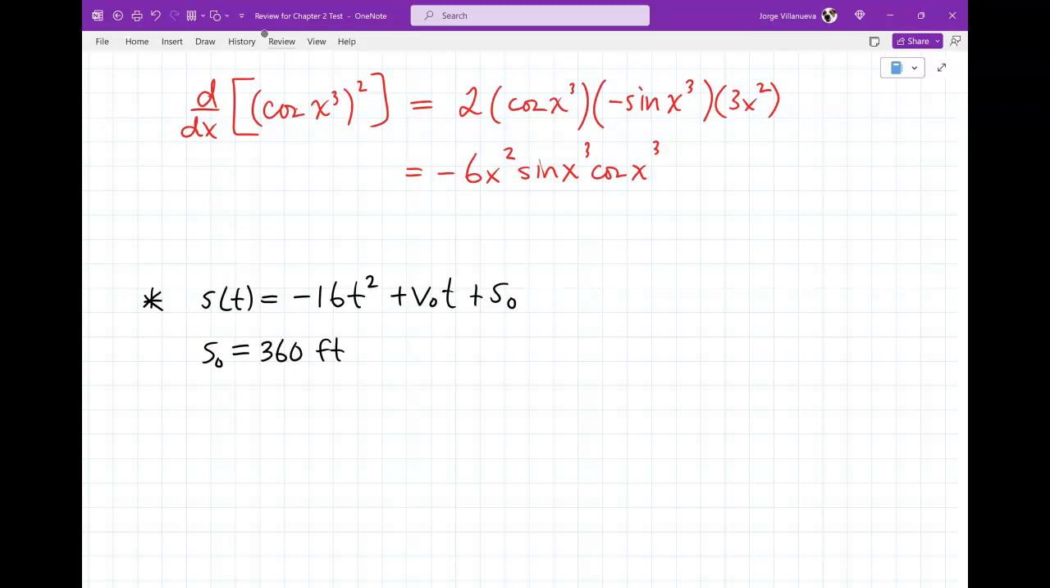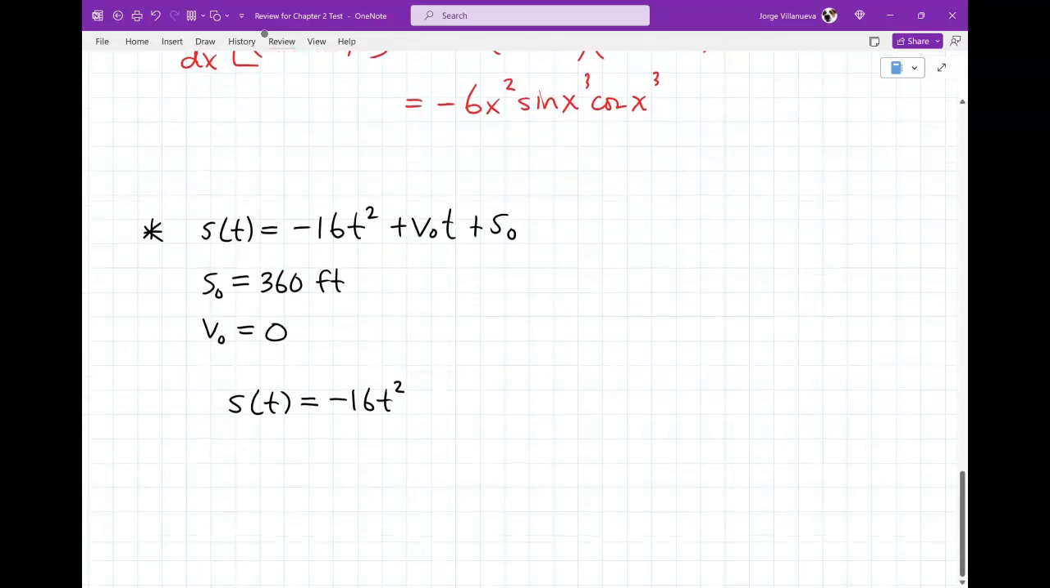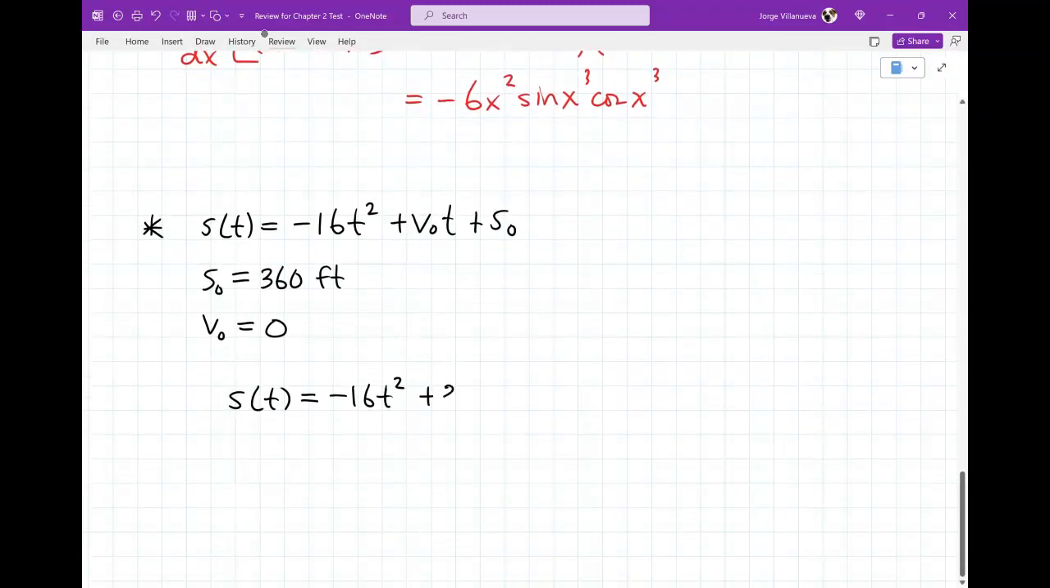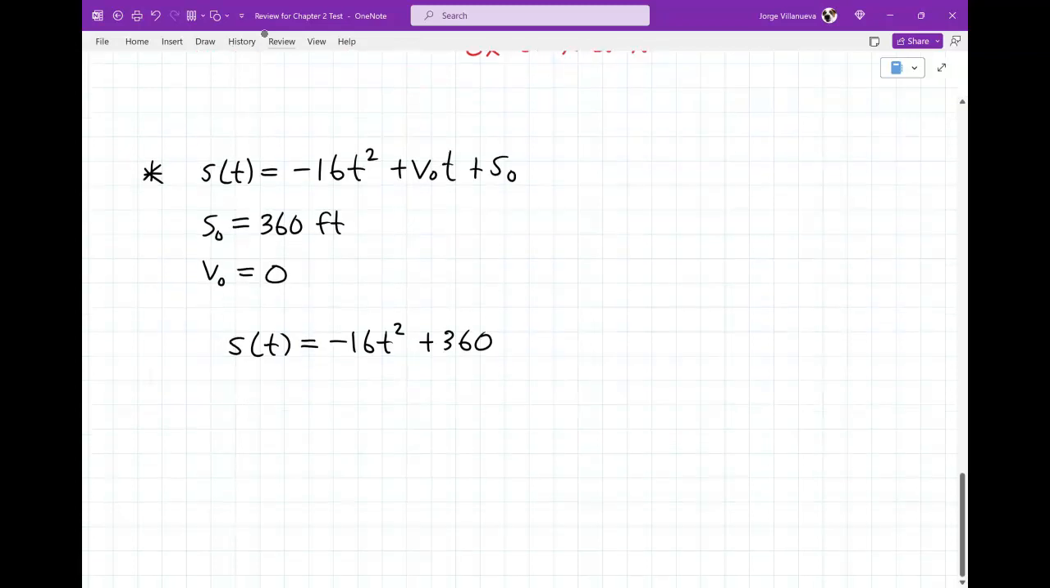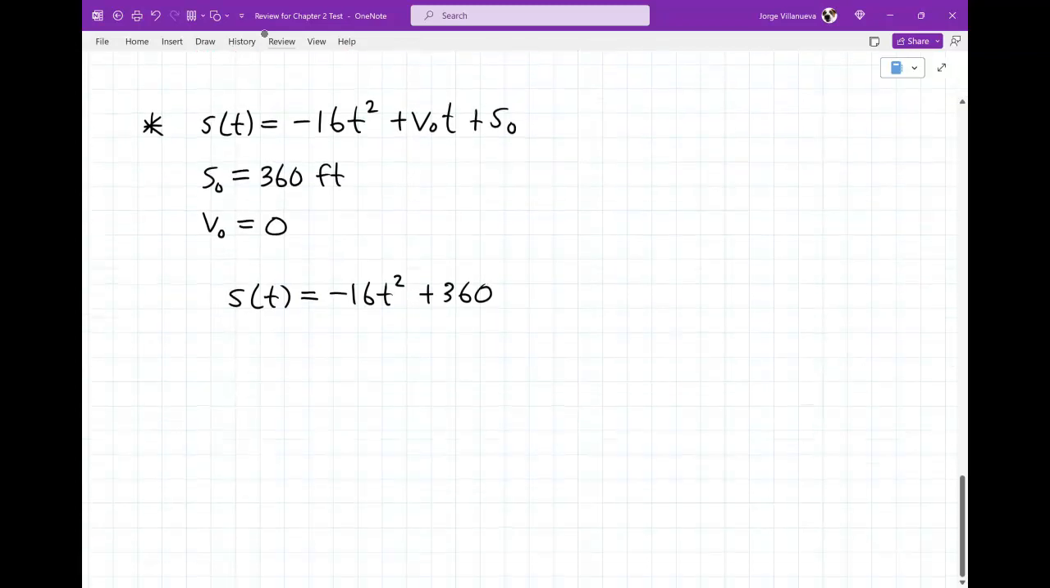For the sake of simplicity, let's say you dropped the ball. So if you drop the ball, what's your initial velocity? 0. Okay. So let's fill that in. S of t is equal to negative 16 t squared. V naught is 0, so the middle term is going to disappear. So plus 360. So how long does it take to hit the ground?